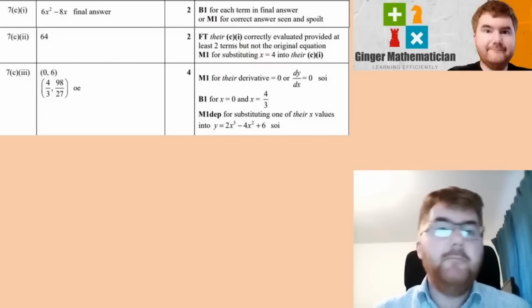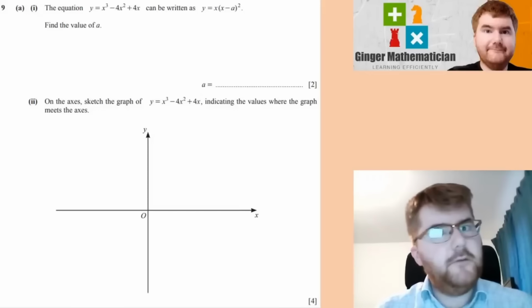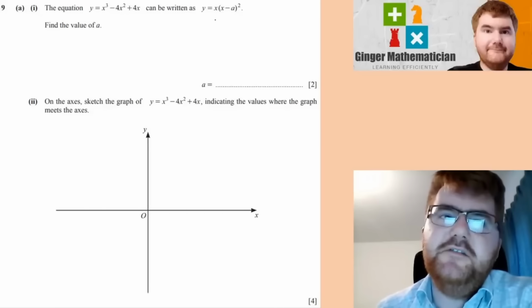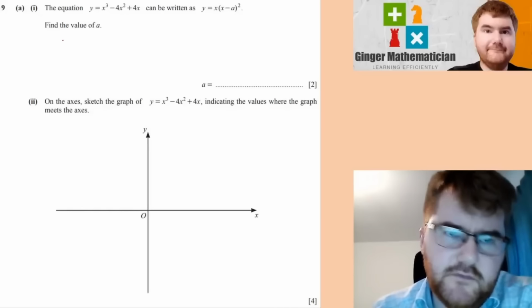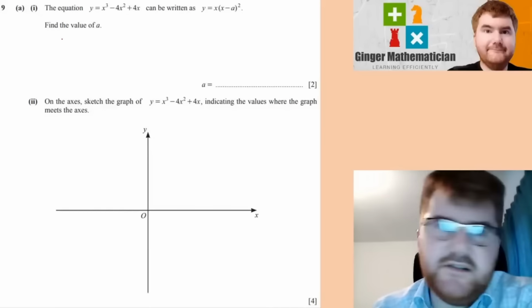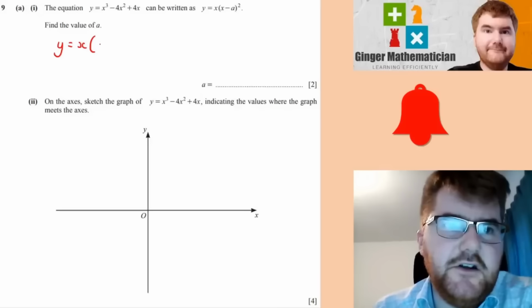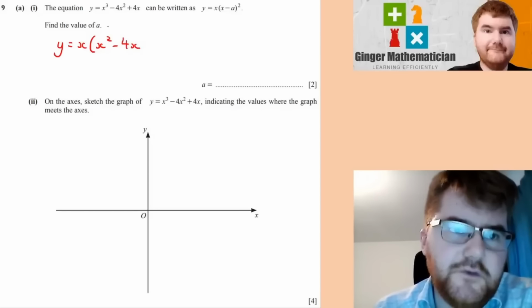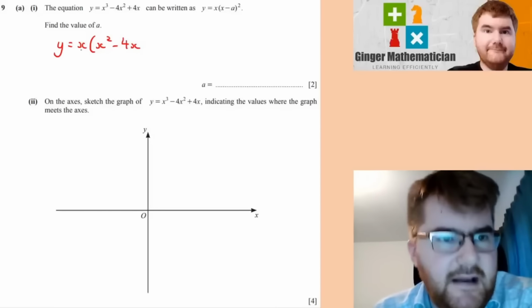So again, this is very, very typical of the paper 4 and the 0580 course. They don't start necessarily with a differentiation problem. It's usually embedded in another question. So in this case, the equation is cubic, x cubed minus 4x squared plus 4x can be written in this form. Find the value of a. So cubics, generally speaking, will be written in such a way so you can factorize this quite easily. So notice they've all got a factor of x here. So we're going to take a factor of x out. What do you multiply x by to get x cubed? X squared. What do you multiply x by to get minus 4x squared? Minus 4x. What do you multiply x by to get 4x? It's just plus 4.